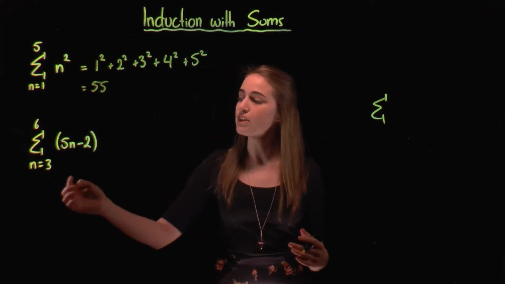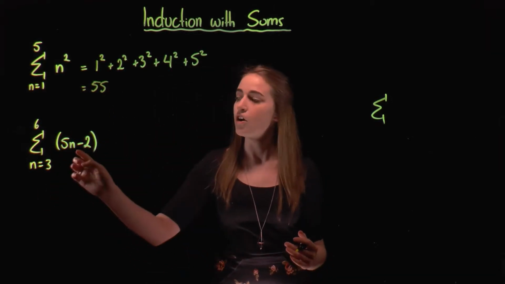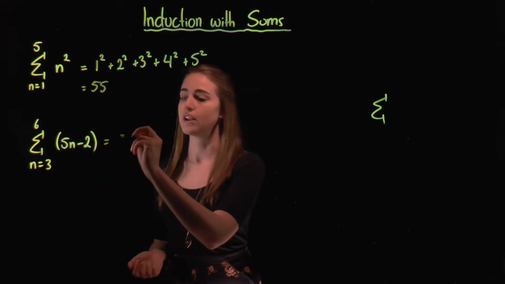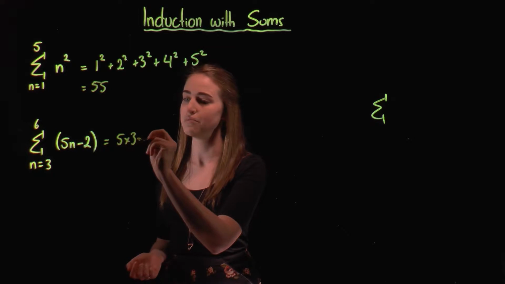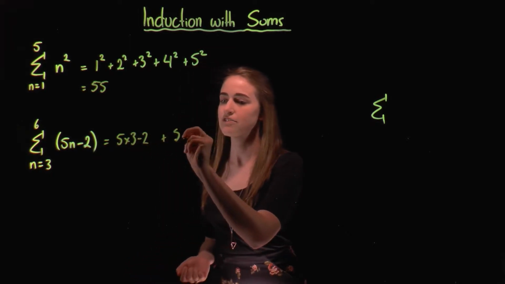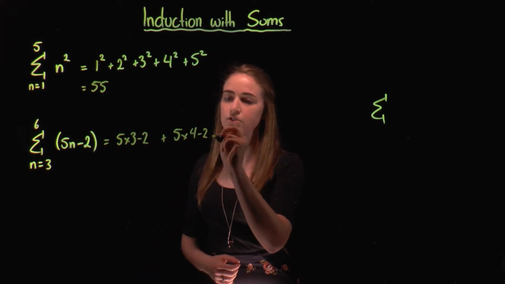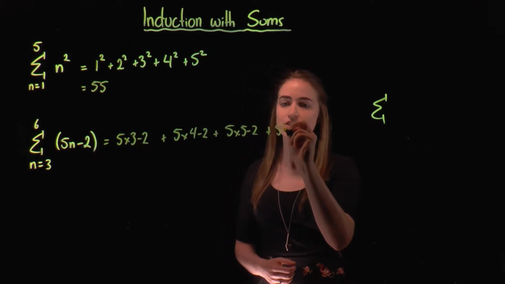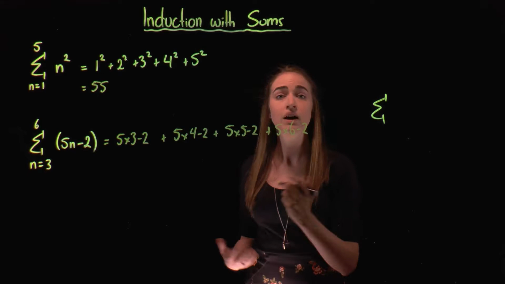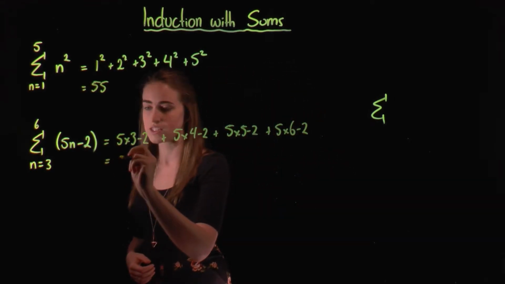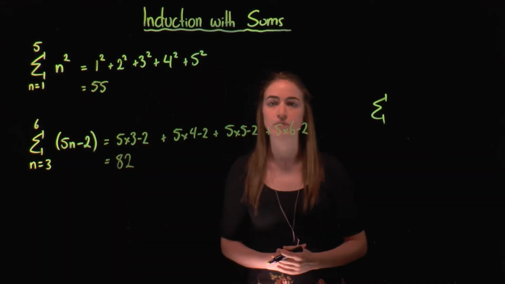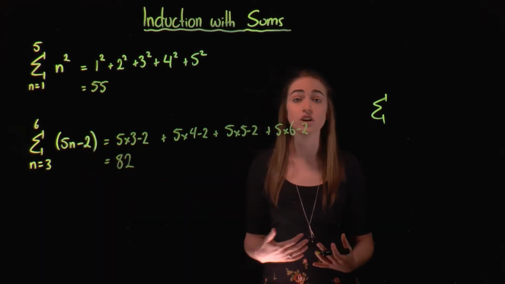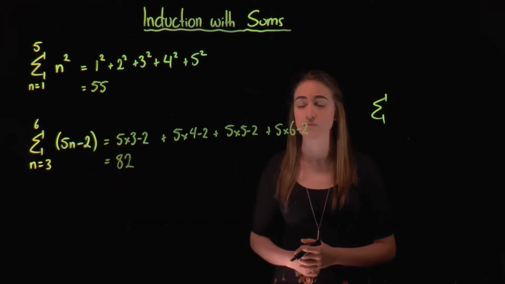Another example we've got here from n equals 3 to 6 of 5n minus 2. So we'd sub in each one again. So we'd have 5 times 3 minus 2 plus 5 times 4 minus 2 plus 5 times 5 minus 2 plus 5 times 6 minus 2. And we could work all of that out to be 82. All right, so we can use this sigma notation as well in induction proofs. So we're going to have a look at an example of that.